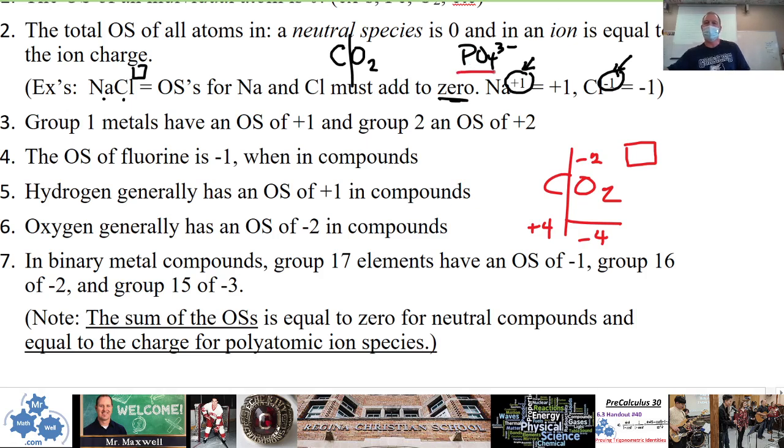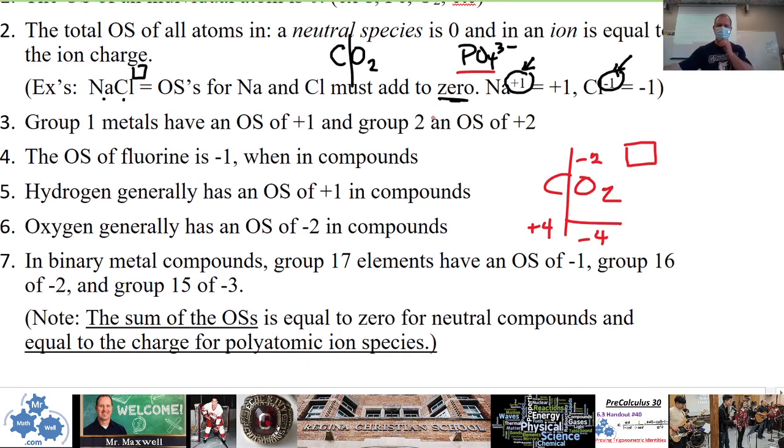In this case right here that I mentioned, you start with oxygen. Phosphorus can have different oxidation states. Oxygen, most of the time, always has -2. So you can go from there to figure out phosphorus. Let's finish the rules and we'll do some examples.